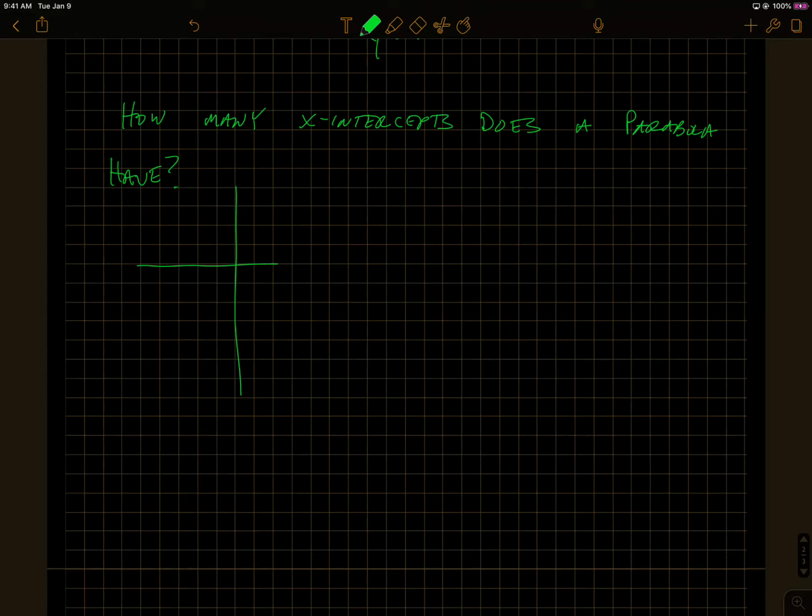So we'll look at that same parabola we just drew. Right 3, up 4, and it's skinnier. This parabola has no x-intercept, so it's possible to have no x-intercepts.